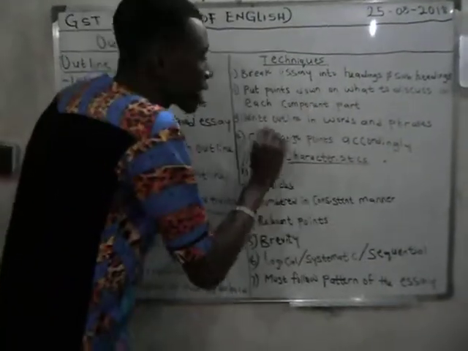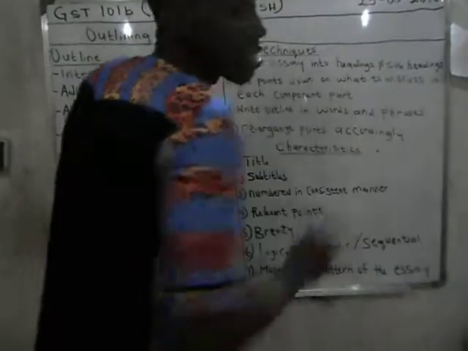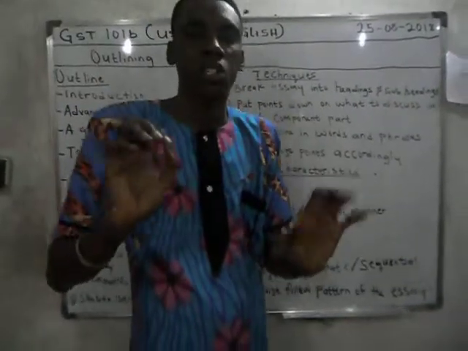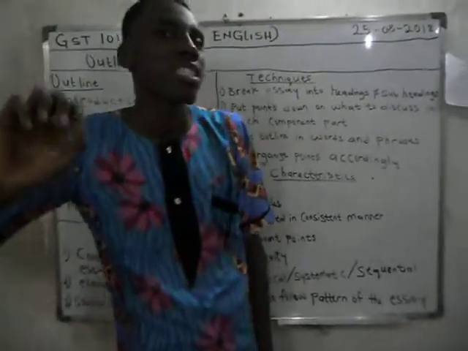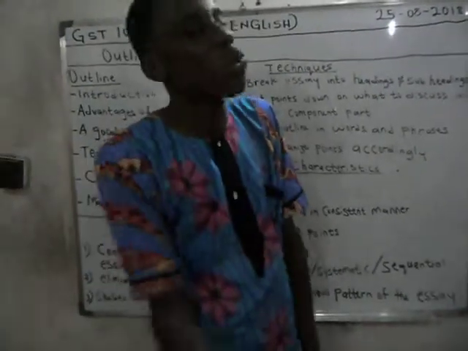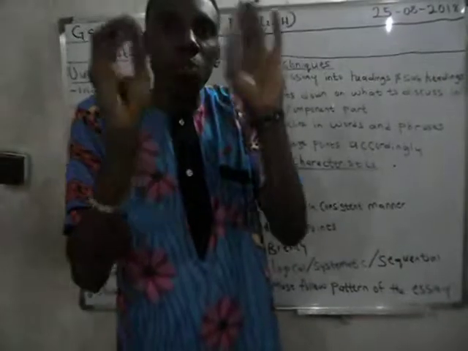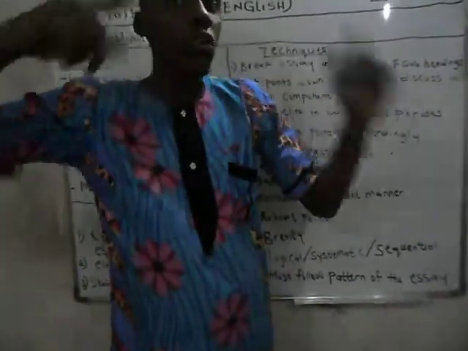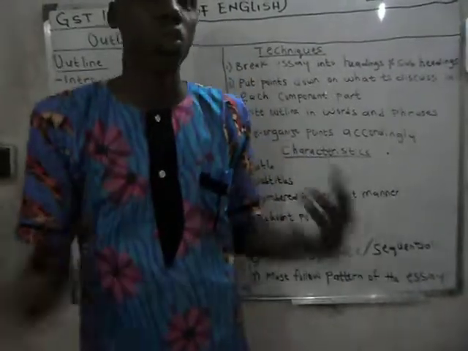Thirdly, you write an outline in words and phrases. An outline must be written in words and phrases. An outline is not meant to be written in sentences. You start writing the whole story? No. Outline means just bringing out chunks of words. Now, with those chunks of words, it can remind you of what? The larger things you want to write.